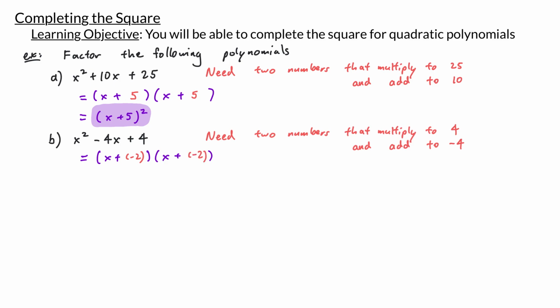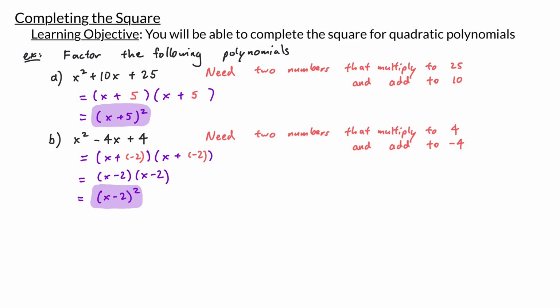Remember that when we add a negative number, it's essentially the same as subtracting. So we can rewrite this as x minus 2 times x minus 2. Again, we see that we have a repeated factor. The factor of x minus 2 shows up twice. And so what we can do is group them together and write this as x minus 2 squared. So this is how the polynomial x squared minus 4x plus 4 factors.